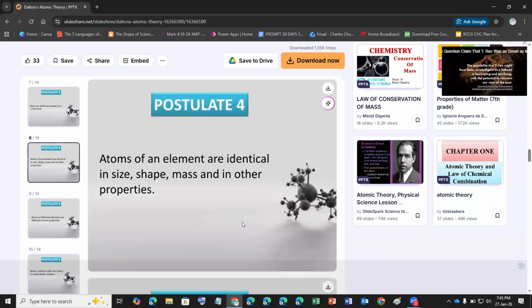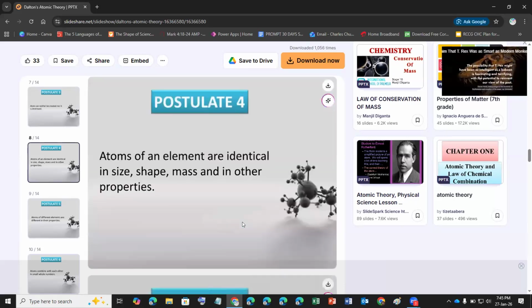Okay, but at least he made some effort, which is the reason why we are even studying it in the first place. And of course, this is the fourth concept being expressed by that same theory, that atoms of an element are identical in size, shape, mass, and in other properties. I think this particular postulate holds true, and you can see that in the periodic table.